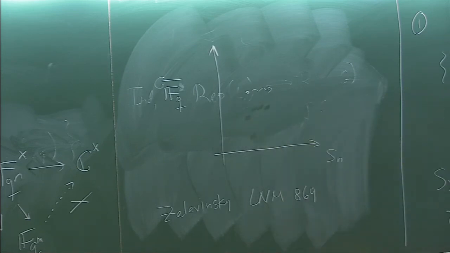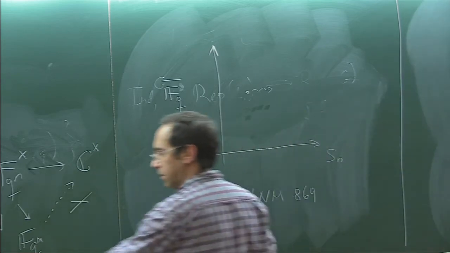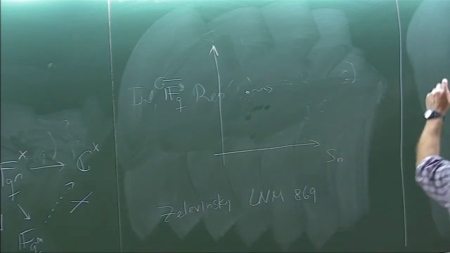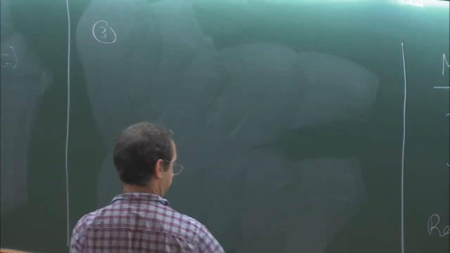But now I want to move to the other classes of groups, which are representations over the rings. Any questions?